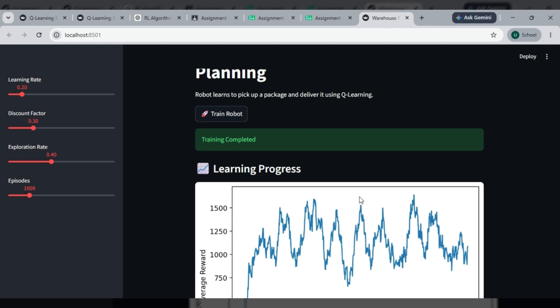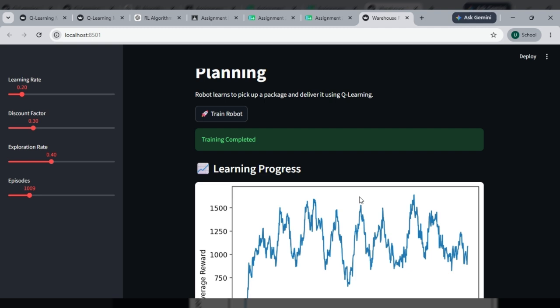In our project, the agent is a warehouse robot. The environment is a warehouse grid. The state is the robot position. The action is moving up, down, left, or right. Rewards guide the learning process. The robot continuously interacts with the environment and gradually learns the best strategy.